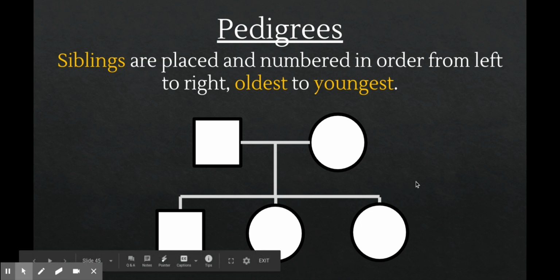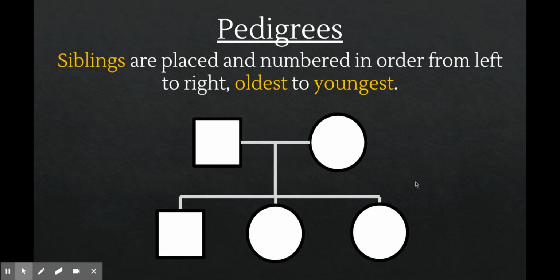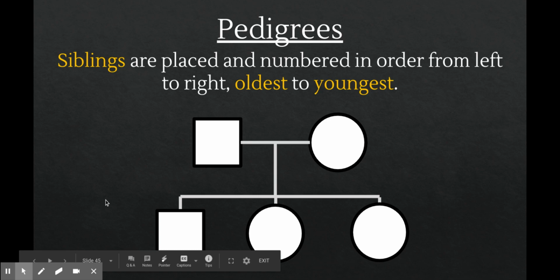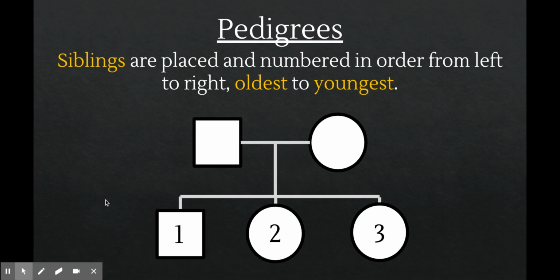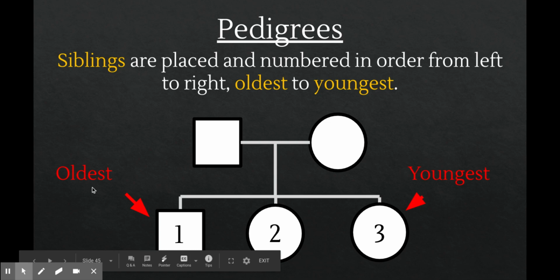In a generation, siblings are always placed in order of birth from firstborn to lastborn, or in other words, from oldest to youngest. And then they're numbered in that way as well. So in this offspring generation here, this would be individual 1, individual 2, and individual 3. And that's the order in which they were born. So this is the oldest, and this is the youngest.